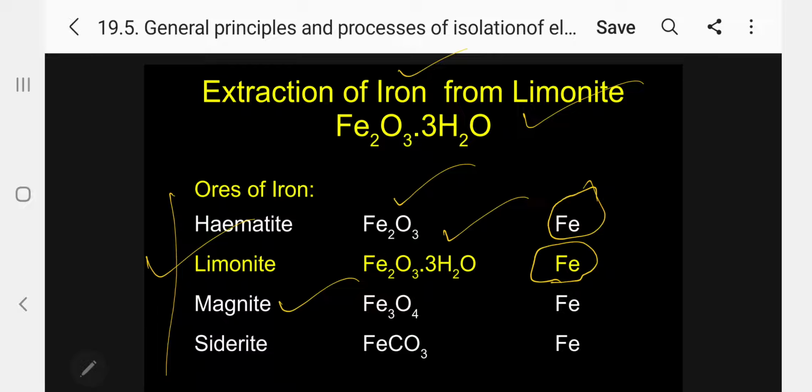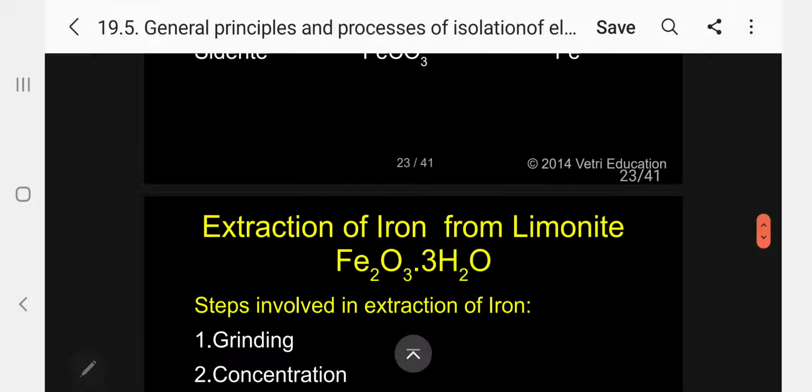Magnetite, Fe3O4, is a mixture of iron oxides, from which iron can be extracted. Siderite is ferrous carbonate, from which iron can be extracted. So let me take limonite for the extraction of iron.